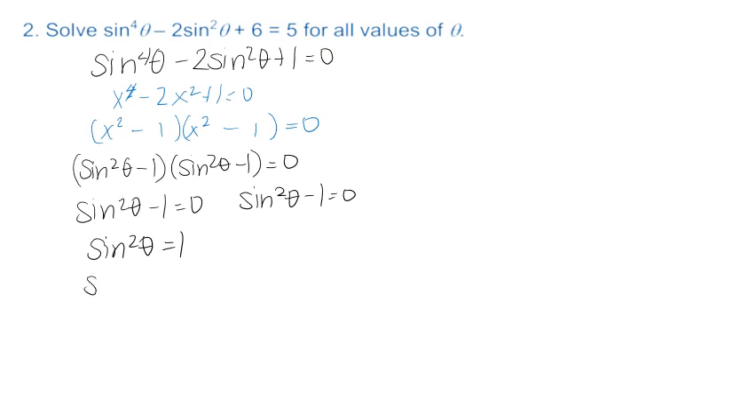So if I take the square root of both sides, the sine of theta is equal to plus or minus 1. Okay, well, where is the sine of theta equal to plus or minus 1? Well, let's look at our unit circle. Where is the y value equal to positive or negative 1? That happens at 90 degrees. It also happens at 270 degrees.